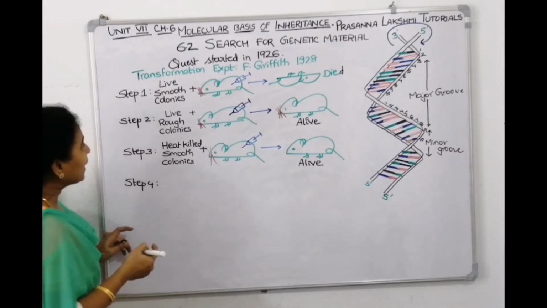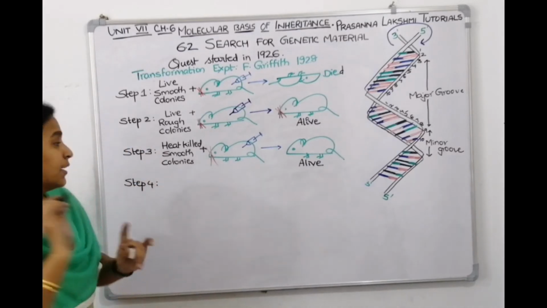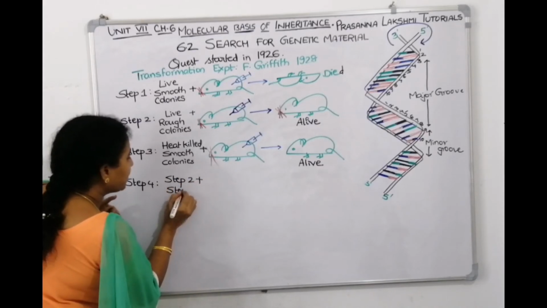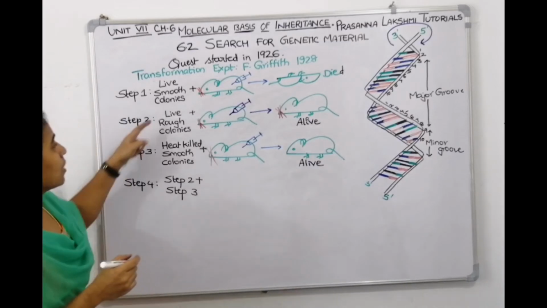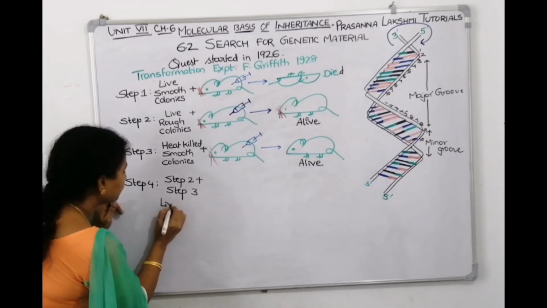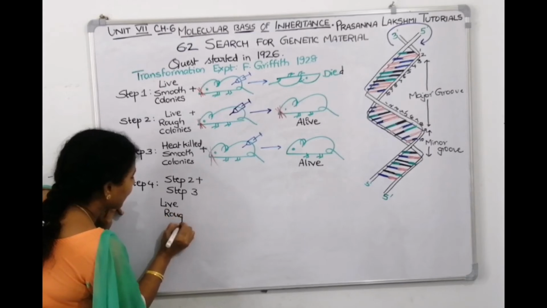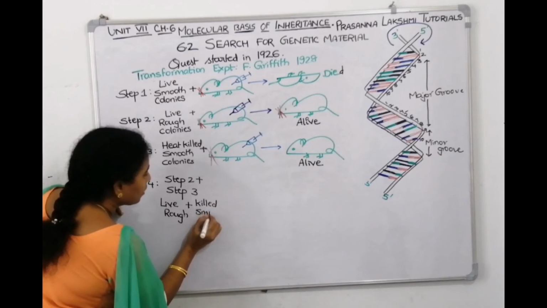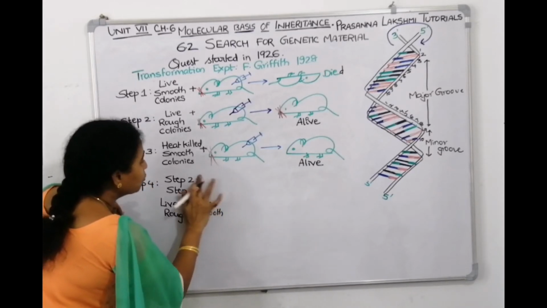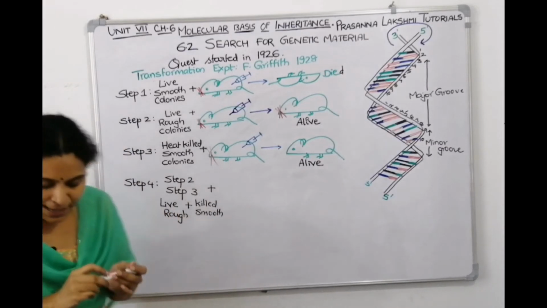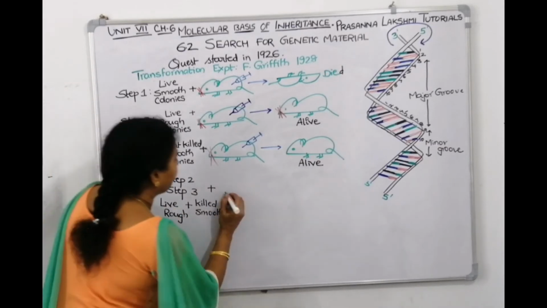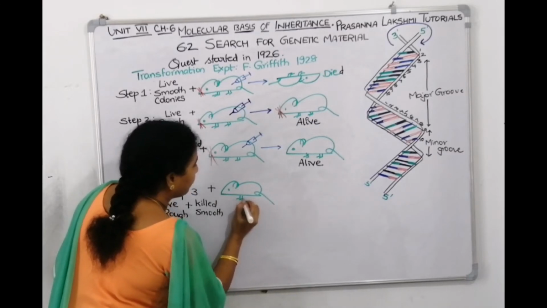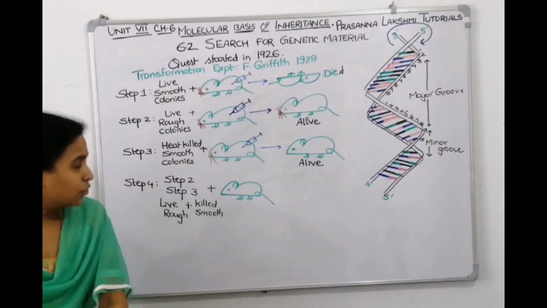In step 4, he repeated step 2 and 3 together. He repeated step 2 with step 3. Means he took live rough with killed smooth, and he injected it now to the mice.